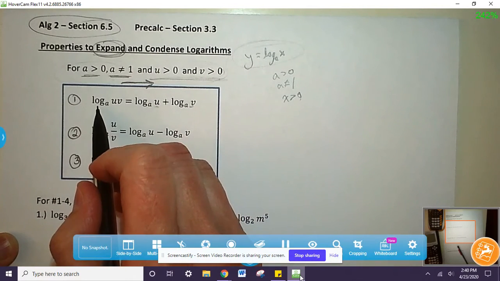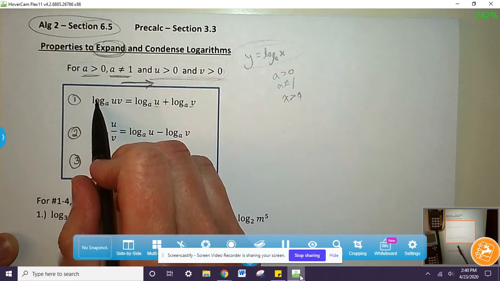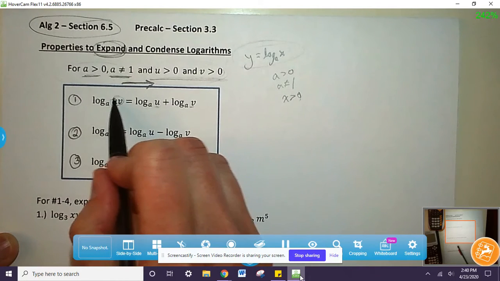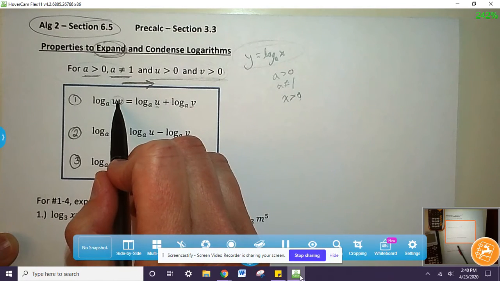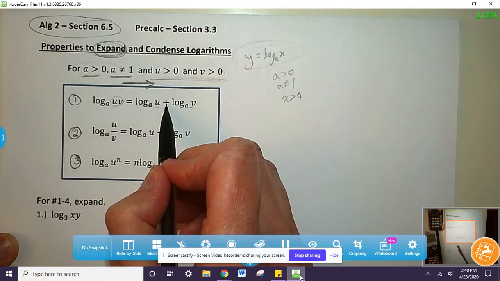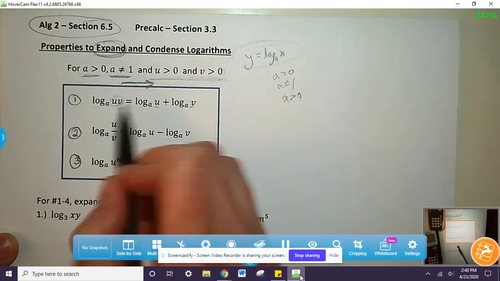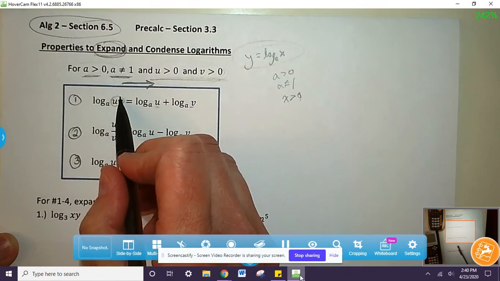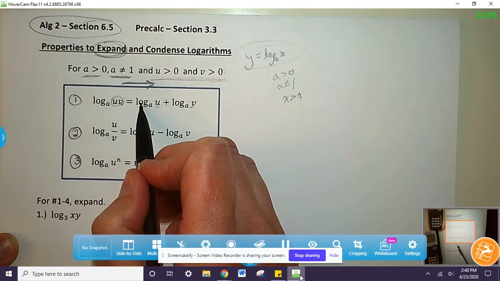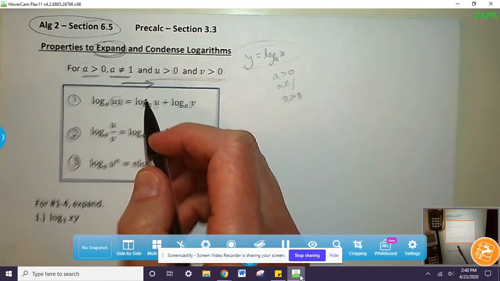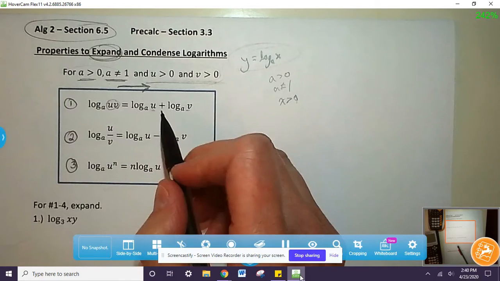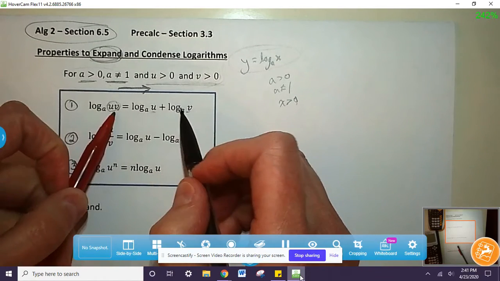So here's what the properties say. The first one says if you have log of a product, see how that's u times v? You can split that up into the sum of 2 logs. So if you have a product inside, you can make it log of the first factor plus log of the second factor.